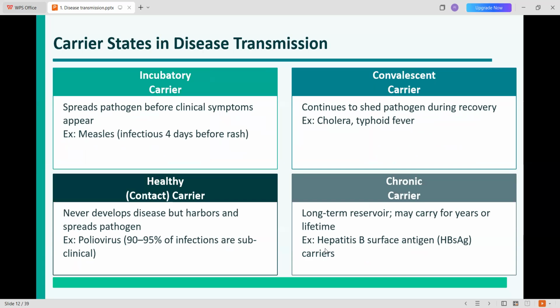Healthy contact carriers never develop disease but harbor and spread pathogen. For example, poliovirus, where 90 to 95 percent of infections are subclinical. Chronic carriers are long-term reservoirs who carry the pathogen for years or a lifetime. Example, hepatitis B surface antigen carrier.